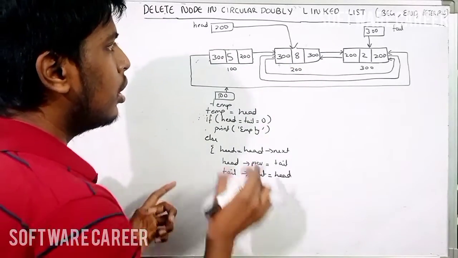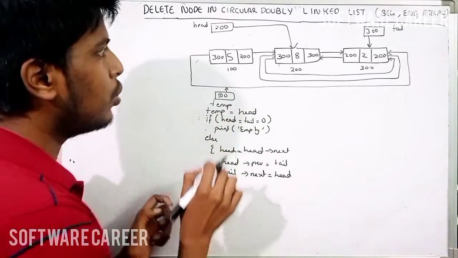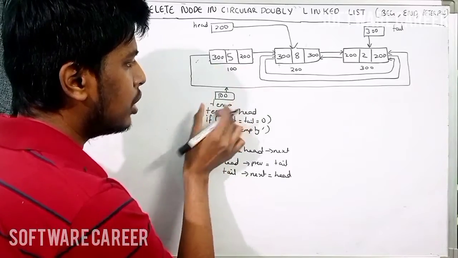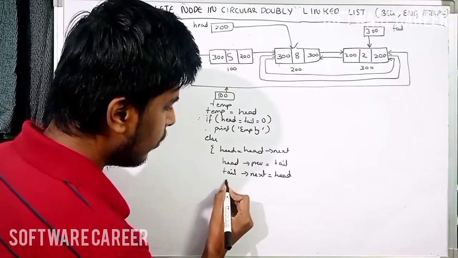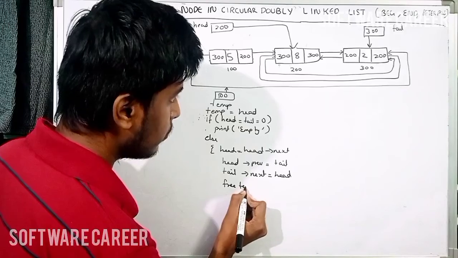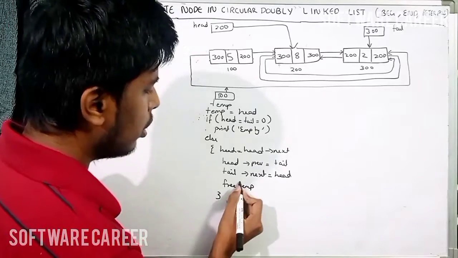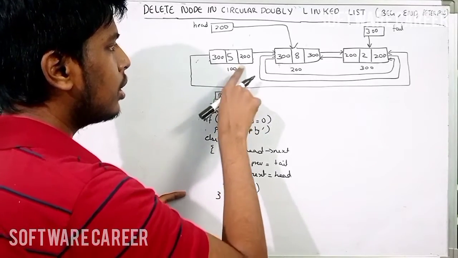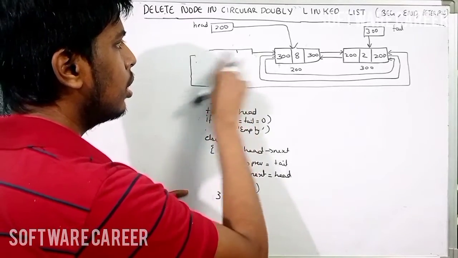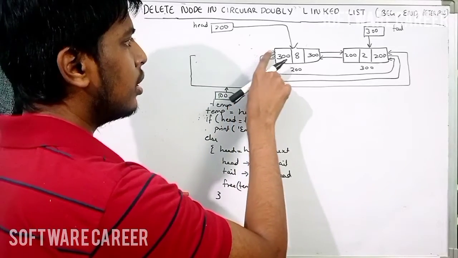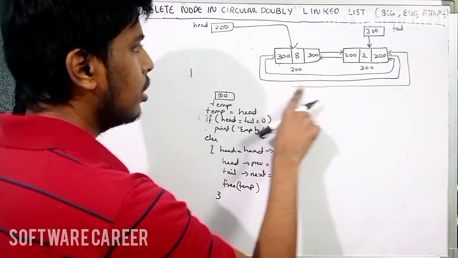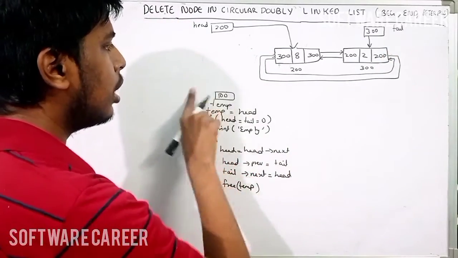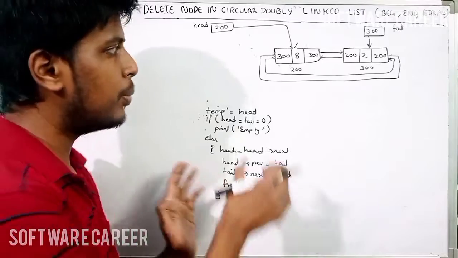Now you should delete this node. How to delete? Because this is memory wastage. Now you can access this node by using the temp pointer, so I can write free temp. Now see, temp is 100, so it's pointing to this node. Now this node 100 is deleted, so this link and this link will also be deleted. So you have deleted it.